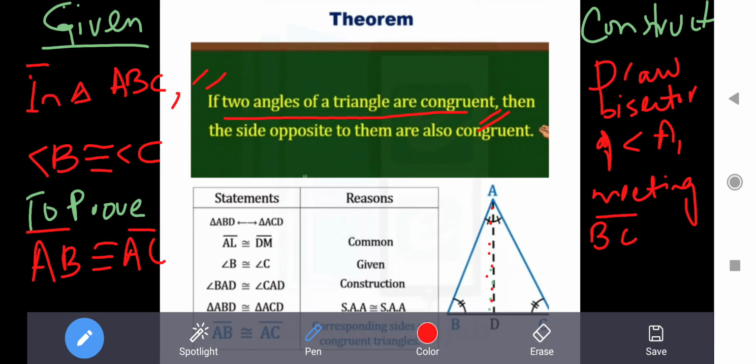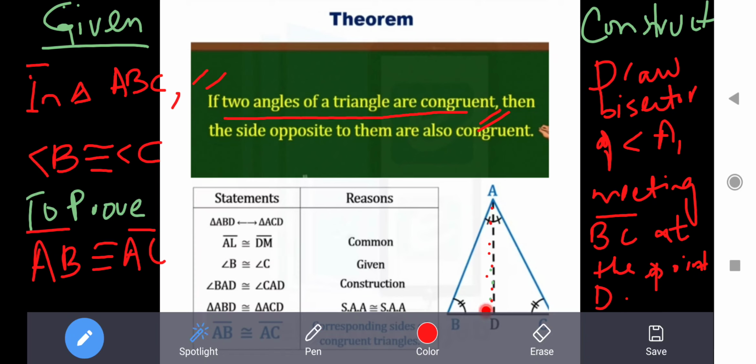BC is a line, so we write the line on the BC at the point. What is the point where it meets BC? That point is called D, and you can see from here. Okay.